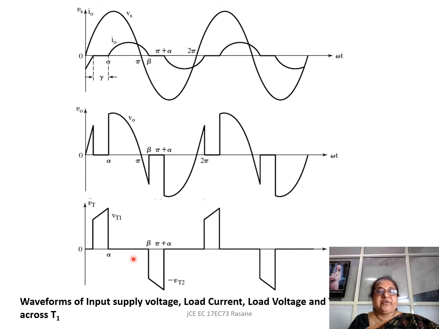This is the waveform that we have seen across the SCR, and we see that when the switch is on, the voltage is 0 across the SCR, which is the reverse in case of the load. And when the switch is off, there is a voltage equivalent to the input voltage across the thyristor, positive during the positive half cycle, negative during the negative half cycle.